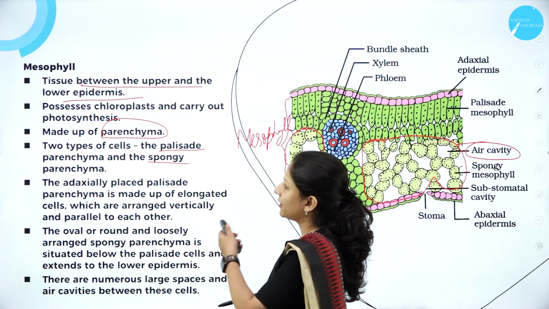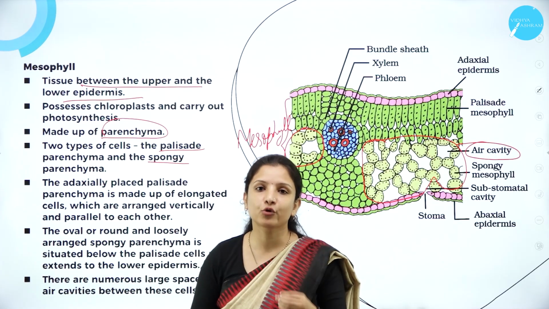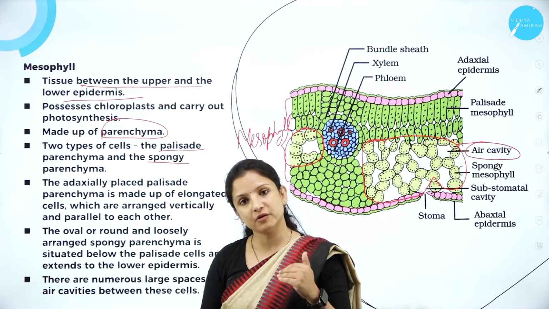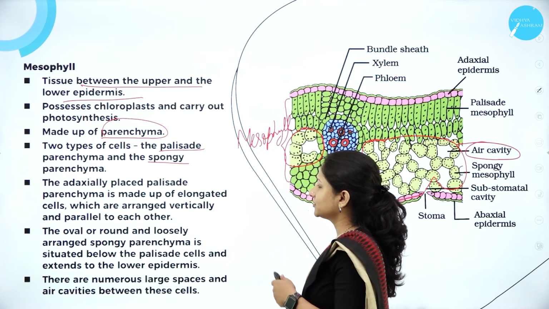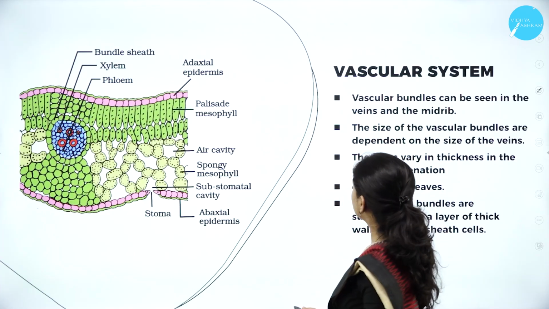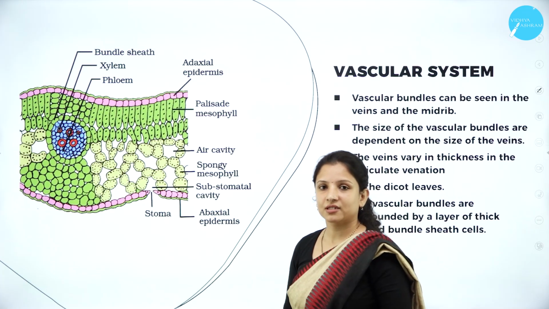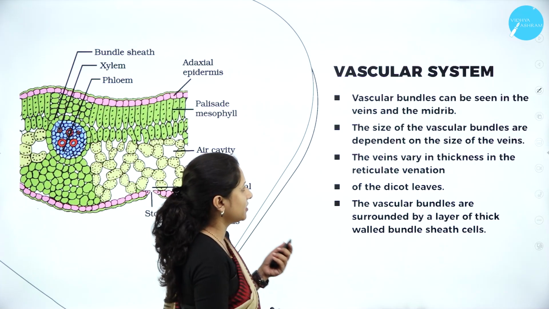So therefore, they are made up of two types of parenchyma, and both of these parenchyma contain chloroplasts, which contain the chlorophyll pigment, which brings about photosynthesis. So this is about the mesophyll cells. Next, moving on to the vascular system. Again, the vascular system consists of the vascular bundle, which is made up of the xylem and the phloem.